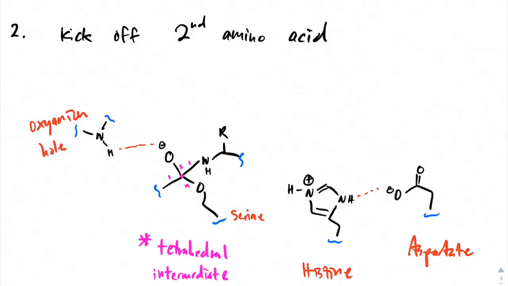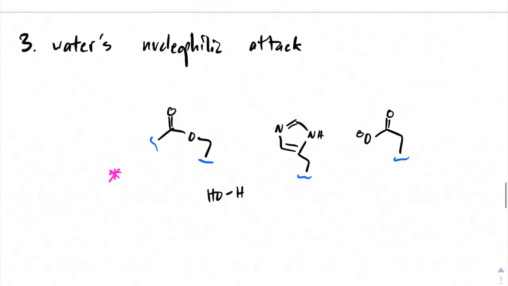These lone pairs on the oxygen swing down, and it breaks that bond with the second amino acid. So it picks up the hydrogen that's on the nitrogen of histidine. And I just realized this is misspelled. It's okay, this is chemistry, not English. Cool, so now we've kicked off the second amino acid. Moving on to the third step.